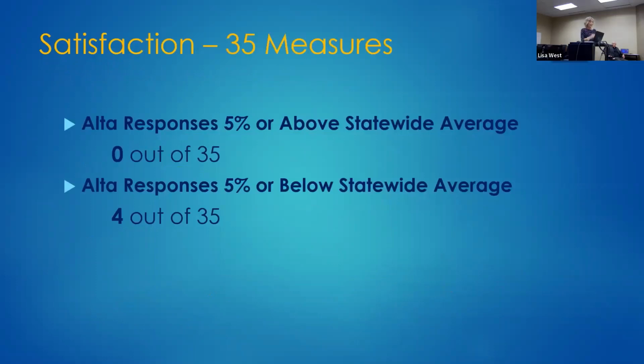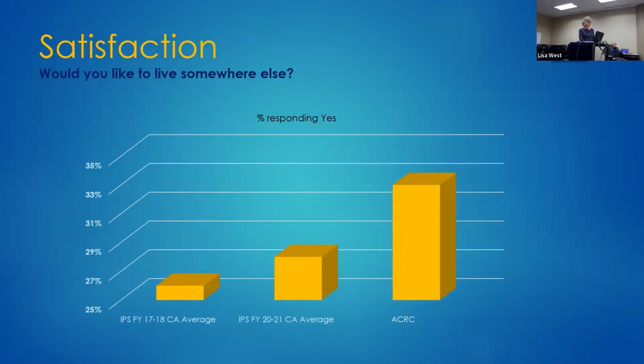Satisfaction. So we had 0 out of 5 responses where we were above the statewide average in the category of satisfaction, and 4 out of 5 where we were below. This is another category where lower would be better, but we want to also explore what this could mean. The question is, would you like to live somewhere else? Sure, there are probably lots of us who would like to live somewhere else. Maybe I'd like to live by the beach, or in a different location. It doesn't mean general unhappiness. So that's something we'd like to explore, what this could mean.